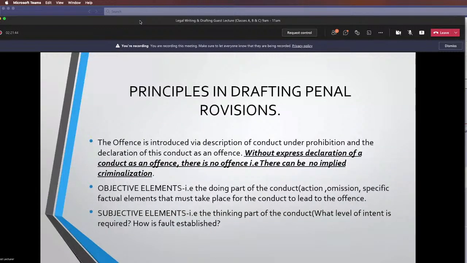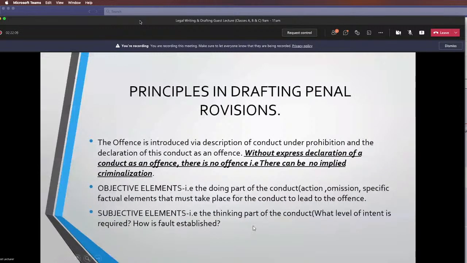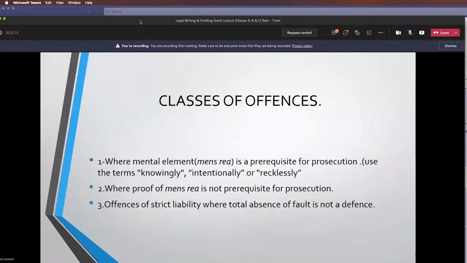Now, the objective element is the doing part of that conduct: the action you've done, the omission you failed to do, or specific factual elements that must take place for the conduct to lead to the offense. I'm sure we've done that in our criminal procedure classes. Again, there's a subjective level, which is the thinking part of that conduct. What is required? How is fault established? In drafting legislation, we must clearly provide for that.